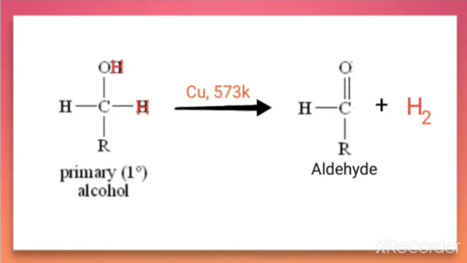You may wonder why there is a formation of a double bond here. After the removal of this hydrogen, a double bond is formed because of the electrons available here. So there is a formation of a C double bond O. So we can say that there is a formation of a carbonyl compound. Which carbonyl compound is this? That is an aldehyde. You can see the aldehyde group here. So we can say that aldehyde is formed when the primary alcohol undergoes dehydrogenation.